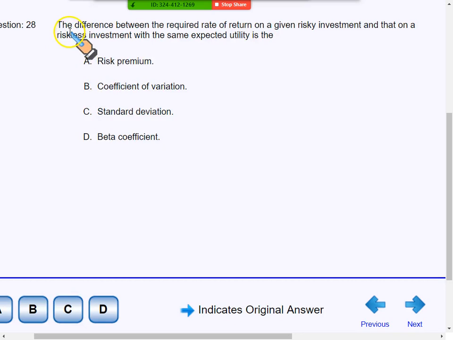All right. Question 28. The difference between the required rate of return on a given risky investment and that on a riskless investment with the same expected utility is what? The difference between the required rate of return on a given risky investment and that on a riskless investment with the same expected utility.